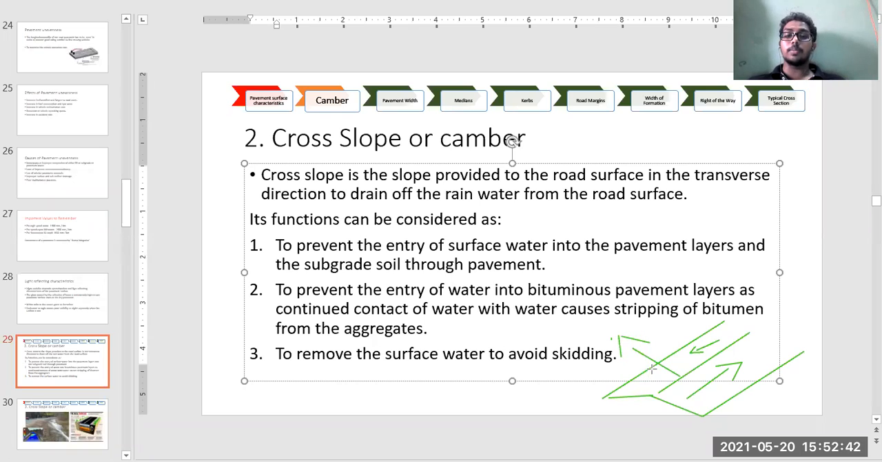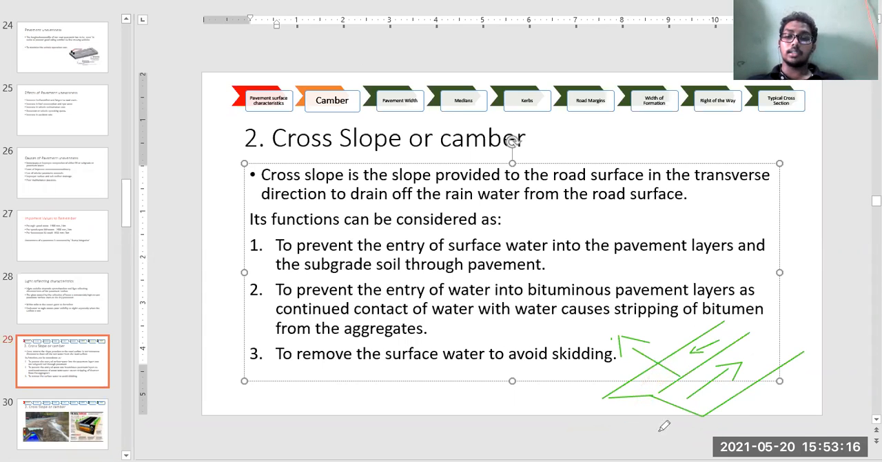This cross slope is provided mainly to prevent the entry of surface water. That means when it rains, all the water should get drained out. That's one of the reasons. Also, it prevents the drivers from skidding. It also helps us to avoid the water getting into the pavement from the subsurface soil.